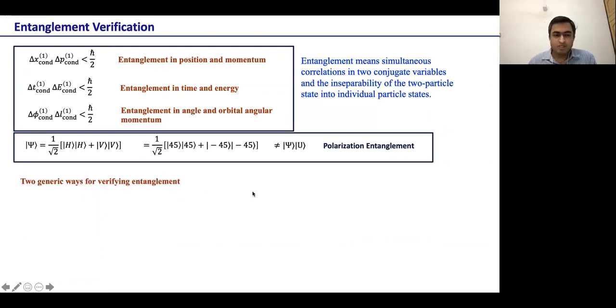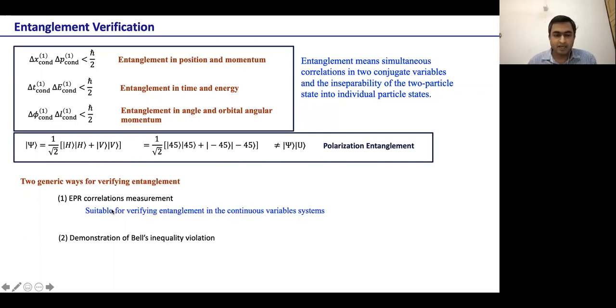So this was about a source that can produce these entangled photons. Now, what are the different ways in which people have made measurements as far as verifying entanglement is concerned? There are two generic ways for verifying entanglement. One is called the EPR correlation measurements, which is basically showing this kind of conditional uncertainty violating this h-bar/2 limit. And that's called the EPR correlation measurements.